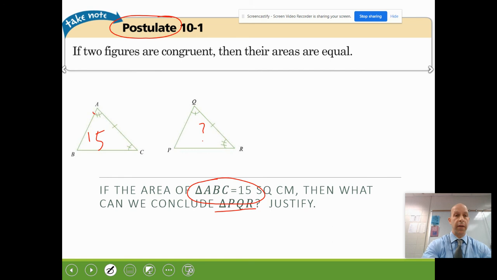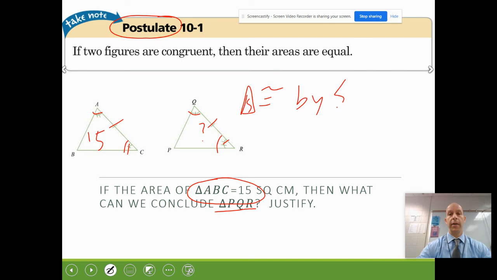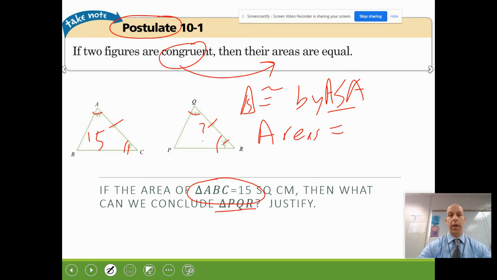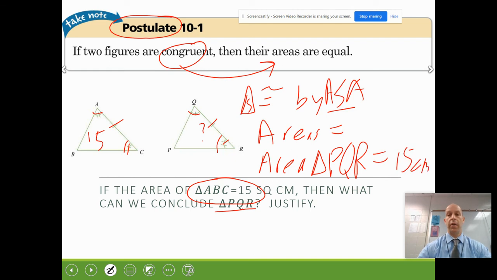First of all, we'll notice that this angle and this angle are congruent, this side and this side are congruent, and then these two angles are congruent. So the two triangles are congruent by ASA, angle side angle. And if they are congruent, the conclusion that we can draw is that their areas are equal. In other words, the area of triangle PQR also has to be 15 centimeters squared. So this is the postulate.